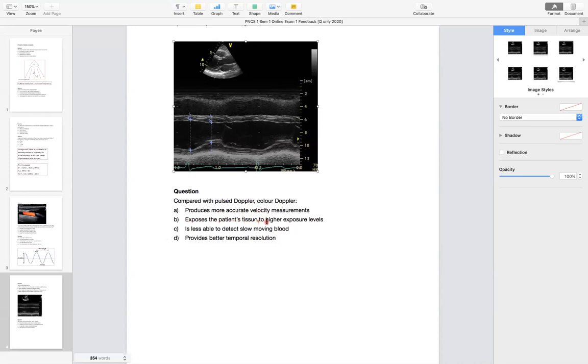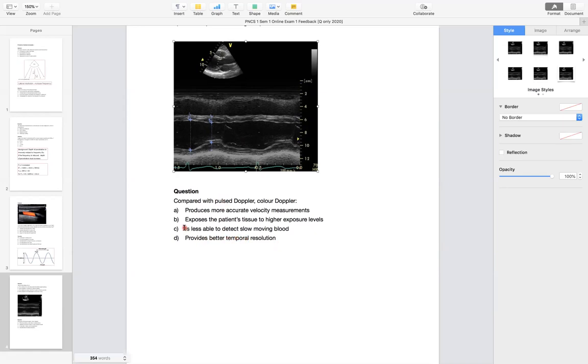Does it expose the patient's tissue to higher exposure levels? No, not compared to pulse wave. Remember, pulse Doppler uses a focused sample volume, and therefore tissue exposure or exposure to the patient is higher in pulse Doppler imaging. Does it provide better temporal resolution?